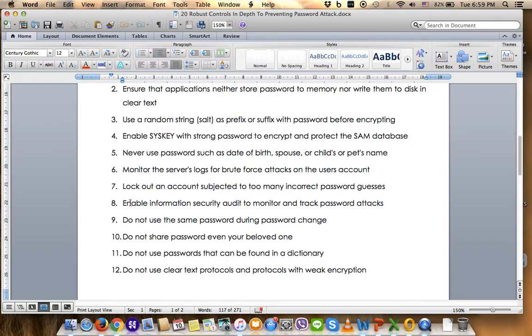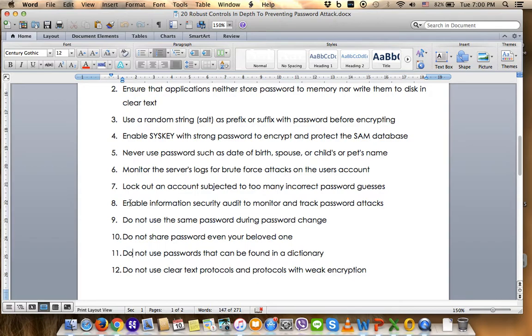So the control number 10 is do not share the password even your beloved one. It means that the password rule used only individually, could not share to anyone, even your supervisor, even your spouse, even your sister or brother, even your parent could not share.